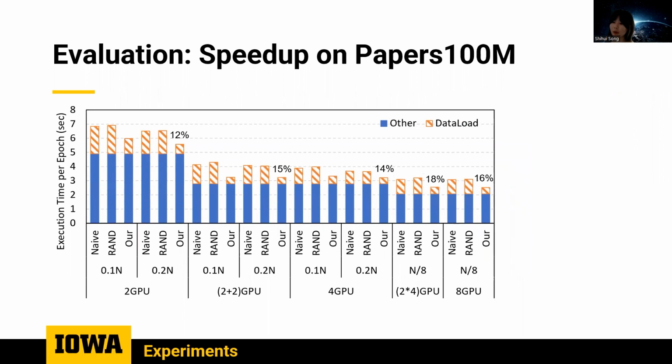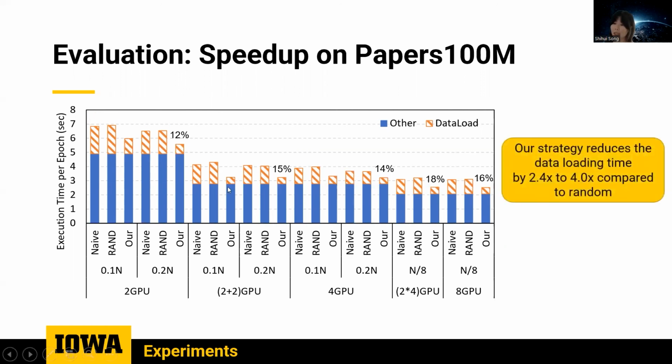For the large graph Papers, our method also shows speedup. ParaGraph cannot finish partitioning Papers in 5 hours, and Metis partitioning aborts due to out-of-memory errors. So we compare our method with naive and random partitioning. Random and naive partitioning show similar results on different GPU settings. And our method outperforms these two in all settings. Overall, our strategy reduced the data loading time by 2.4 times to 4 times compared to random.